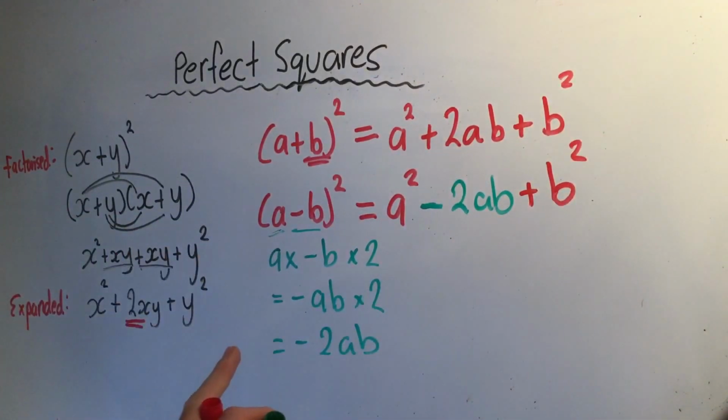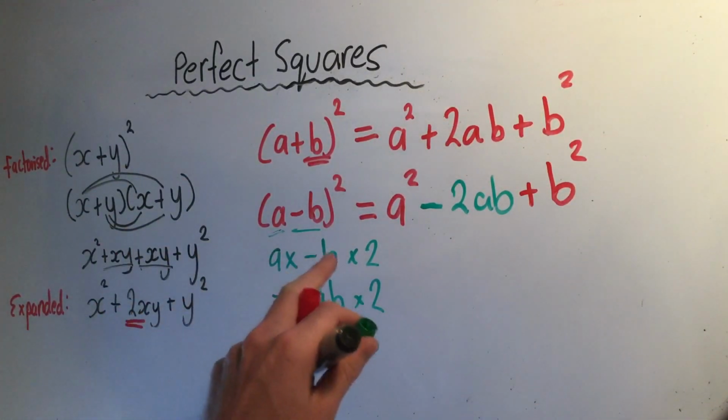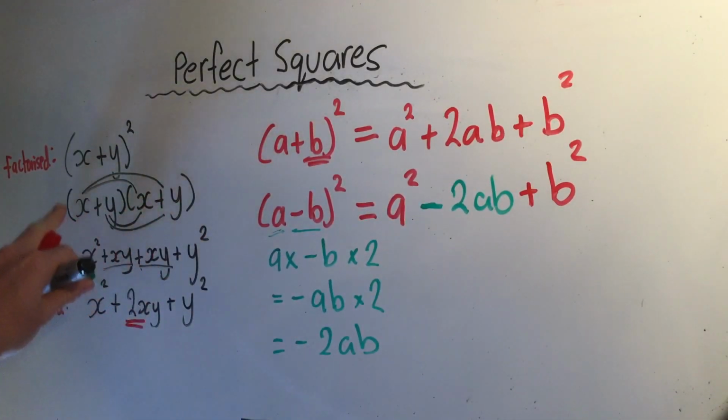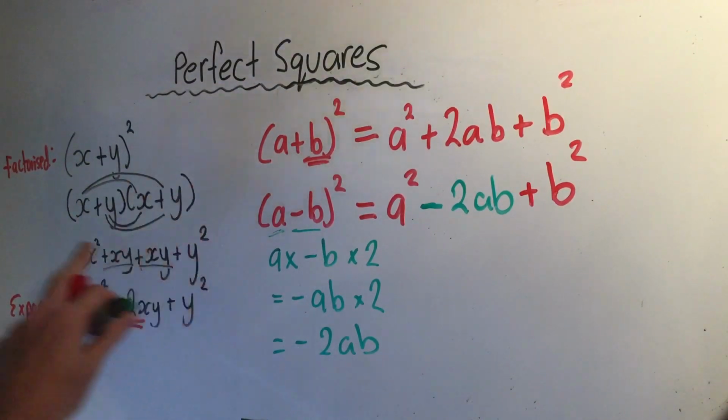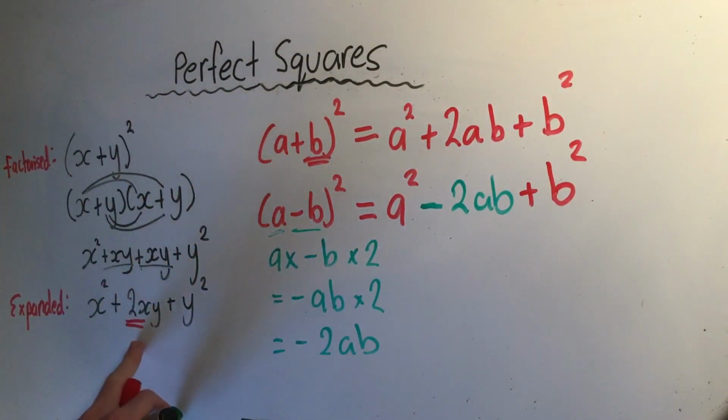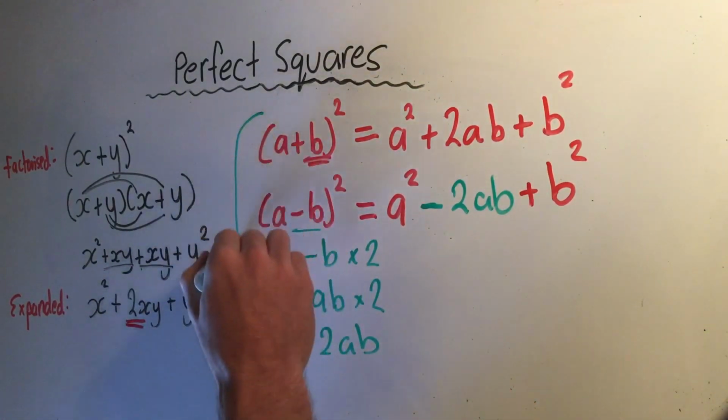And if you want to check any of this, or when you do a question you're not sure of this shortcut, you can always go back to the long way where you just write the bracket times the bracket and do the long expansion, and then you can add them together. But this is a shortcut. These are shortcut rules. So here are your rules.